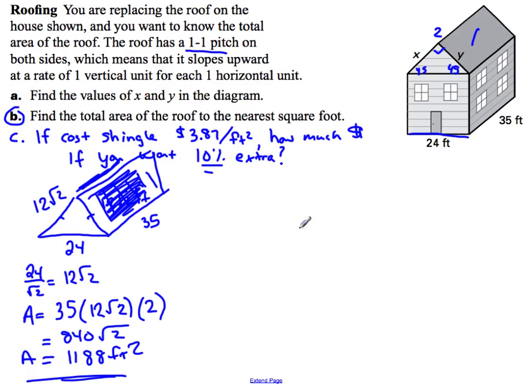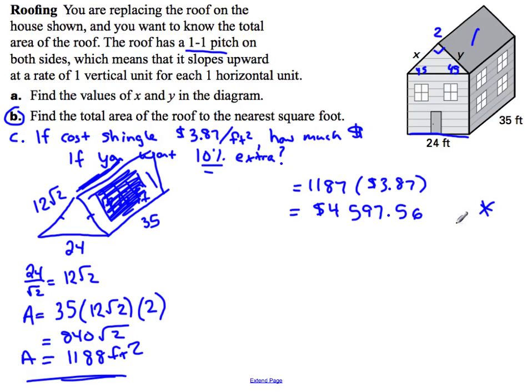I extended this problem with part C and said, let's multiply this, 1187 times $3.87. Let's just see what the bill would be if we don't want any extra. In my calculator, that looks like $4,597.56.